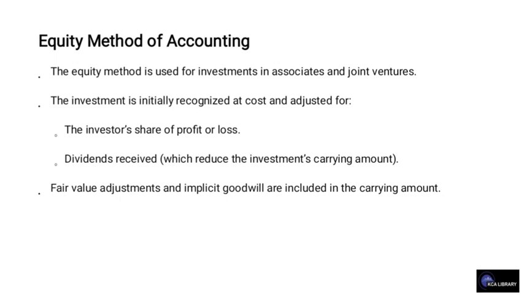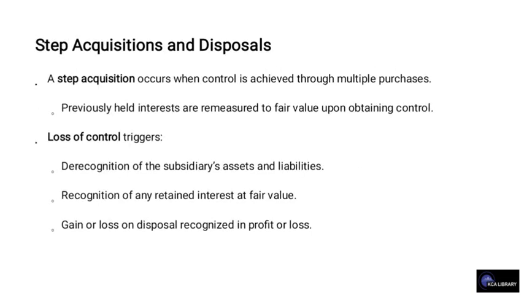The equity method of accounting is used for investment in associates and joint ventures, and the investment is initially recognized at cost and adjusted for: 1. The investment's share of profit or loss, and 2. Dividends received, which reduce the investment's carrying amount. And fair value adjustment and implicit goodwill are included in the carrying amount.